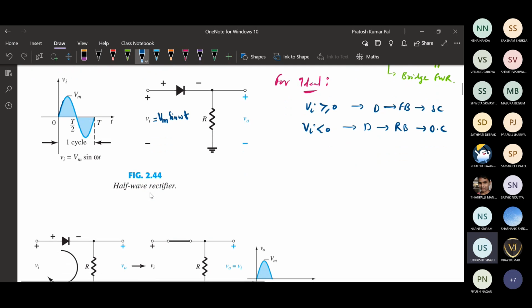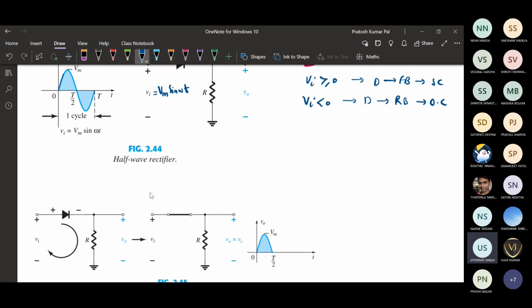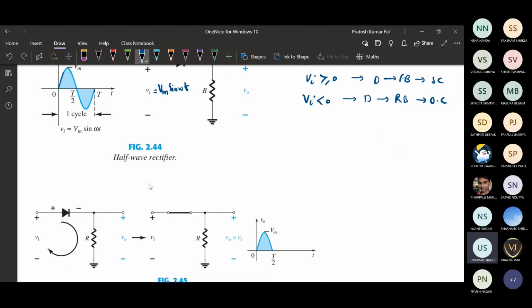So with respect to that, if we consider the positive half cycle, that means for positive input of Vi, this diode will be forward bias. If it is forward bias, it will be behaving like a short circuit. So whatever input we have applied to the diode terminal, the same input will be appearing at the output, that is at the load resistance. Okay, so whatever voltage we have applied at the input, the same voltage we will get at the output.